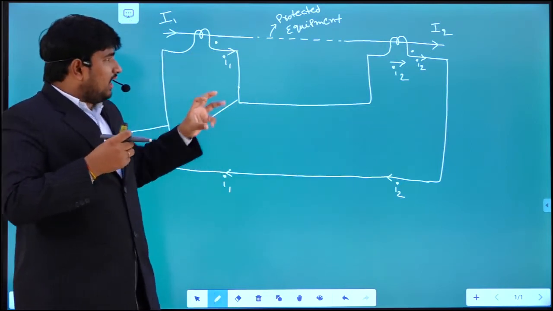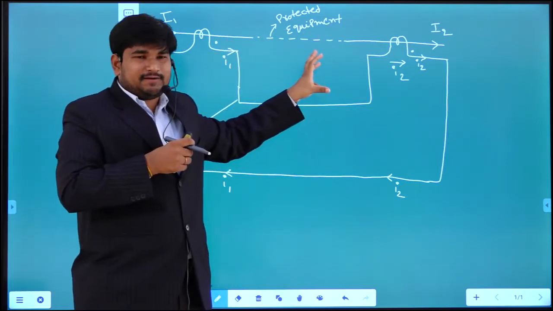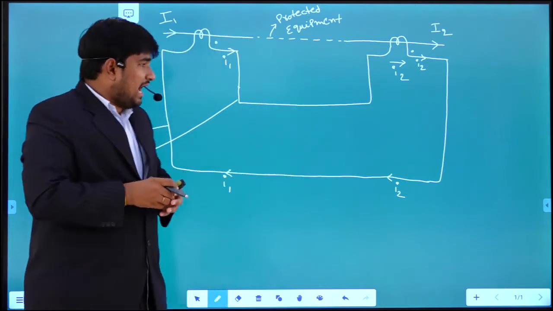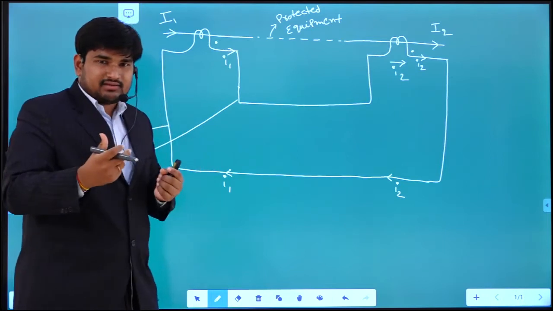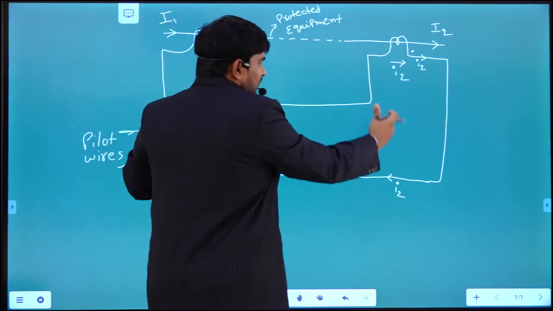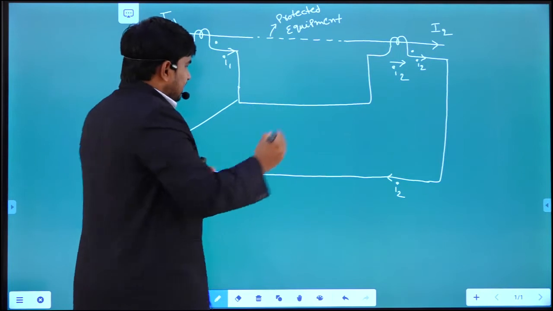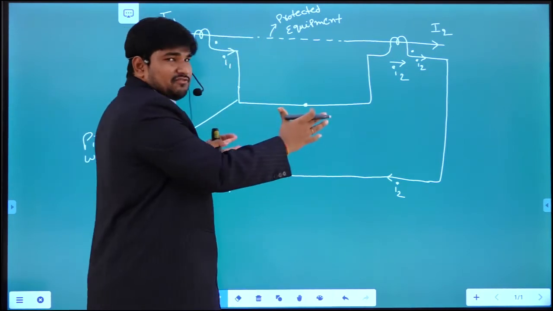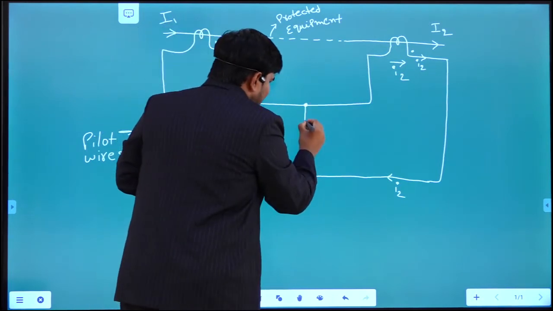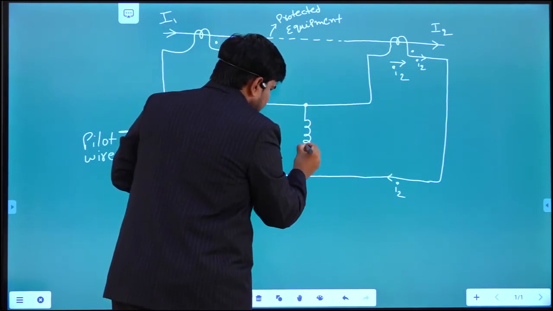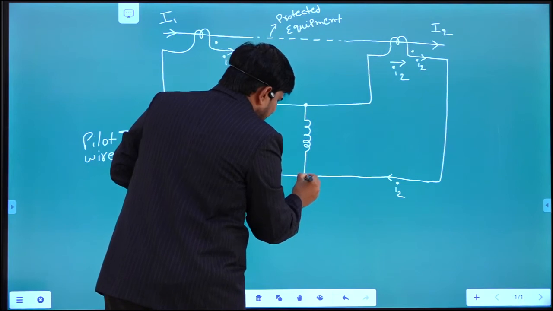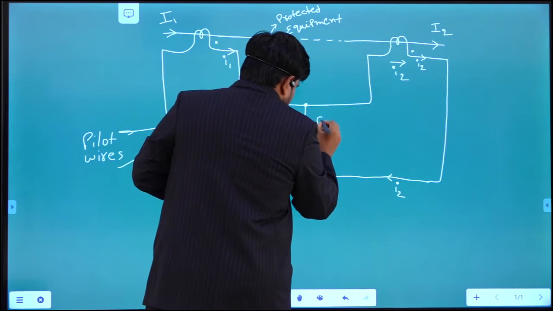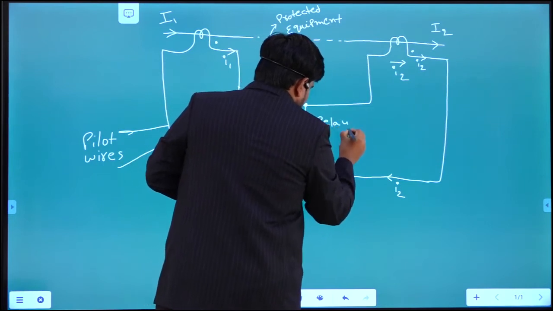Now, in case of differential protection, to sense this current balance, at the equipotential point of these pilot wires, remember the point? At the equipotential point of these pilot wires, an operating coil will be placed, which is the relay operating coil.